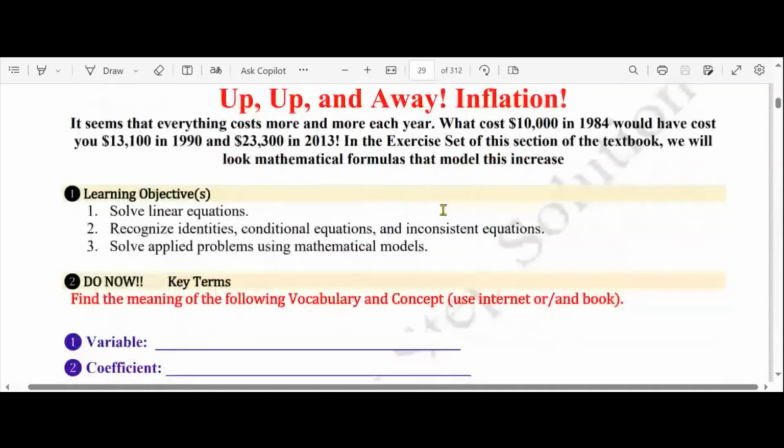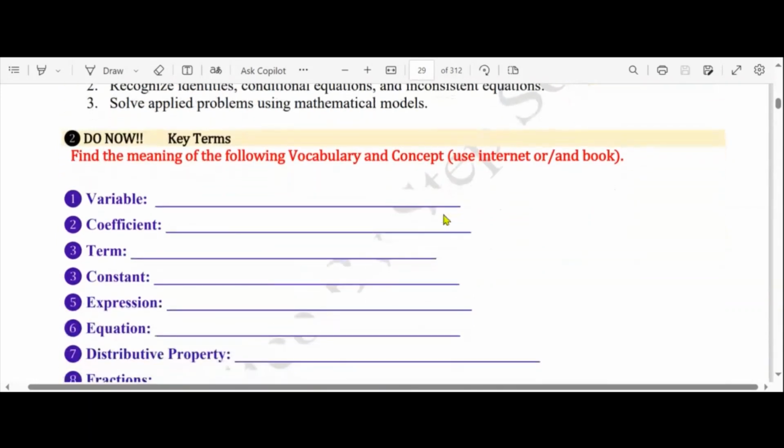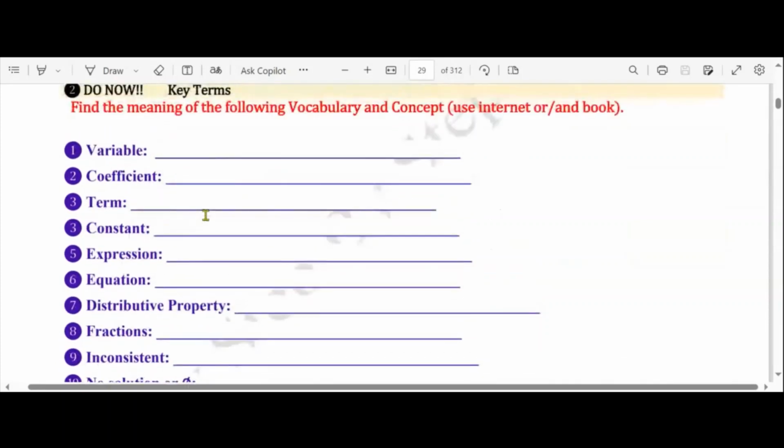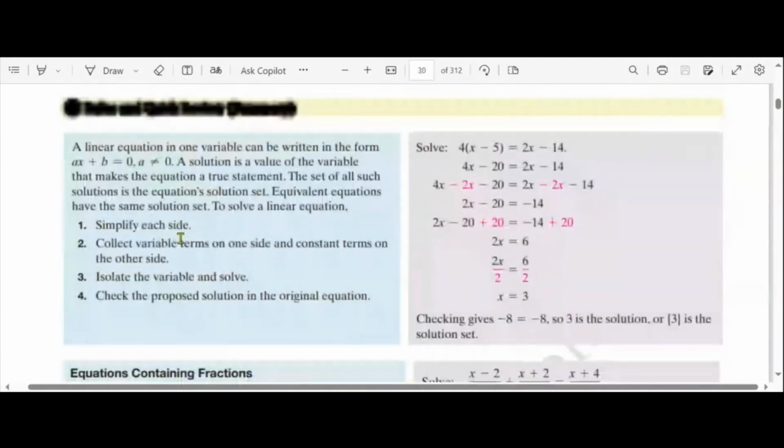The objective for this lesson: solving linear equation, recognize identities, conditional equation, and inconsistent equation, and solve applied problem using mathematical model. Okay, there are some words here that you need to search on the internet and find their meaning, like variable, coefficient, term. Okay, and let's start with this here.